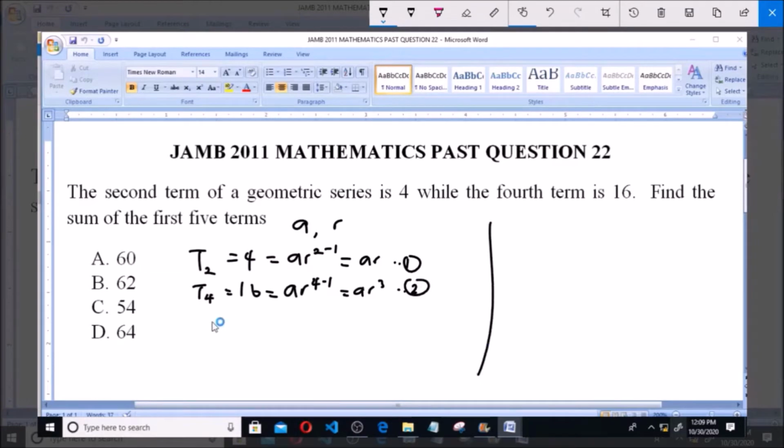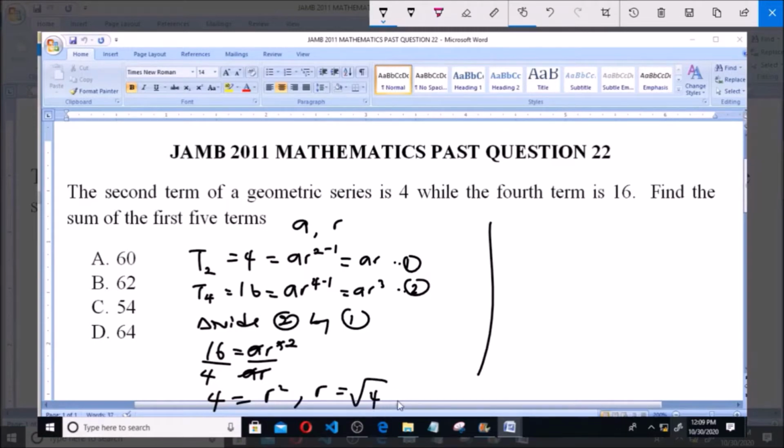Now let's divide equation 2 by equation 1. So we're having what? 16 is equal to AR raised to the power of 3 all over 4, which is equal to AR. Now 16 divided by 4 will give us what? 4 is equal to, now A we cancel A, and R here we cancel this R, leaving us with what? R squared. So 4 is equal to R squared. Now from this we can say R is equal to the square root of 4, which is equal to 2. So the common ratio now is 2.